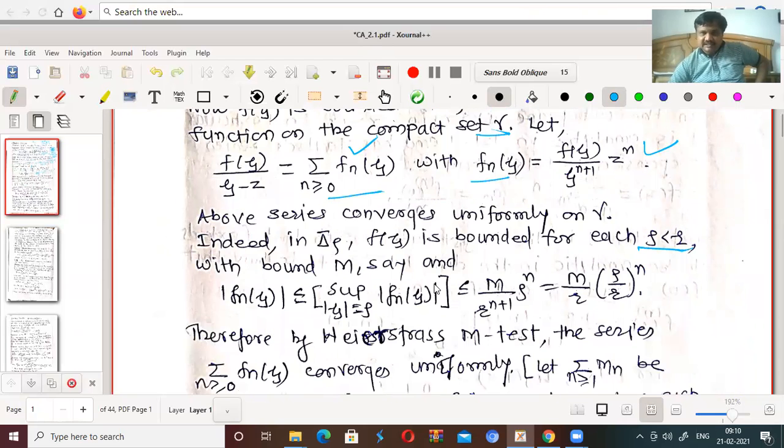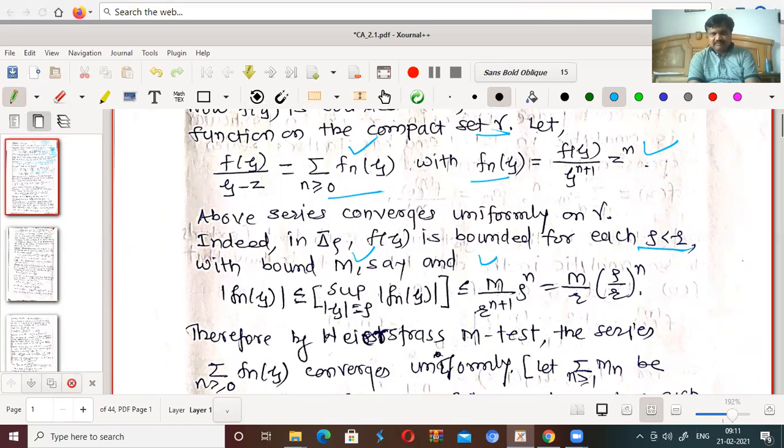With bound capital M, say. Therefore, |fₙ(ξ)| is less than or equal to the supremum over |ξ| = ρ of |fₙ(ξ)|, which is less than or equal to M ρⁿ/rⁿ⁺¹. Why ρⁿ/rⁿ⁺¹? Because |ξ| = r, so it becomes rⁿ⁺¹. f(ξ) we have considered with upper bound M, so it is M, and zⁿ we have taken at the point here, so ρⁿ. So M/r times (ρ/r)ⁿ.